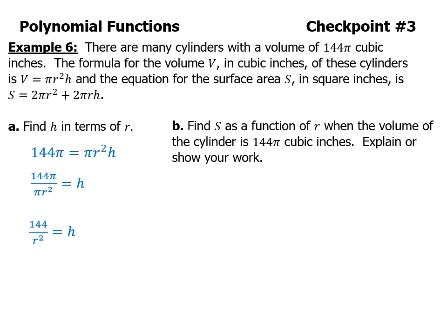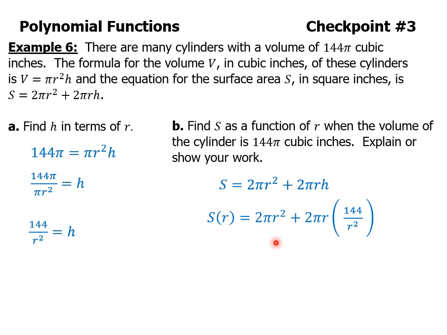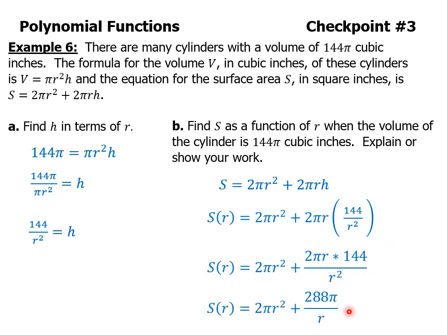Now we want to write the surface area function in terms of just r. So I come to the formula, and instead of h, that's the only problem I've got, I got to replace h with what we just solved for. So that's going to be 144 over r squared. And I could simplify that. I can't do anything with the 2 pi r squared, but over here I can take 2 times 144, which is 288, and times pi, and then I can get rid of the r, 1 r top and bottom. So we would have 2 pi r squared plus 288 pi over r.